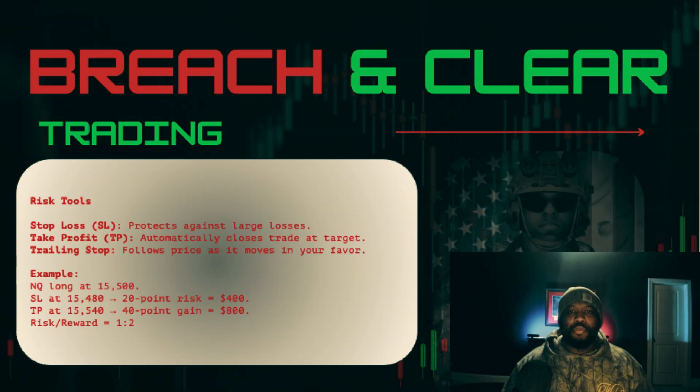Package secured, moving out. In this lesson, we're going to cover one of the most important topics in all of trading, risk management. Risk management is what separates professionals from gamblers. It's how you stay in the game long enough to build consistency, protect your capital, and let your edge play out over time. There are three main tools you'll use to manage risk in every trade: the stop loss, the take profit, and the trailing stop. Let's start with the stop loss.